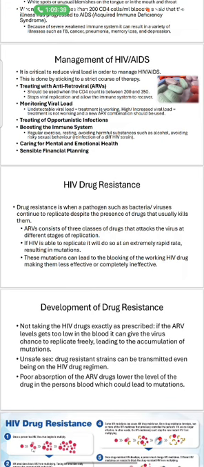Treating opportunistic infections. Boosting the immune system: regular exercise, resting, avoiding harmful substances such as alcohol, avoiding risky sexual behavior, reinfection of a different HIV strain. Caring for mental and emotional health, sensible financial planning. HIV drug resistance.